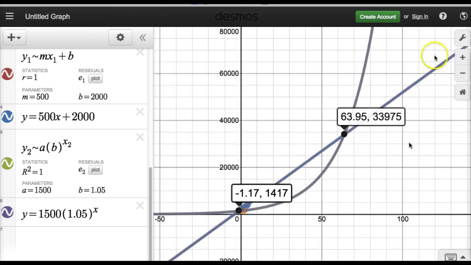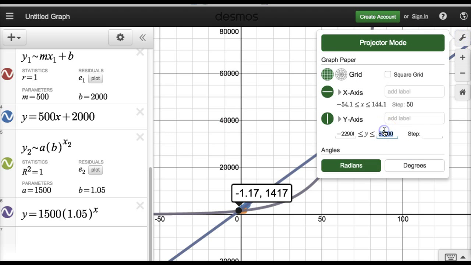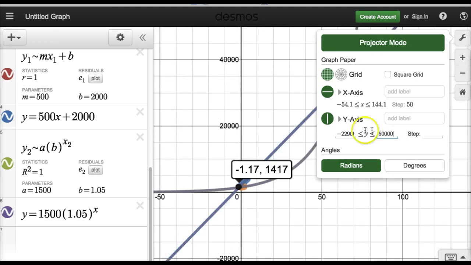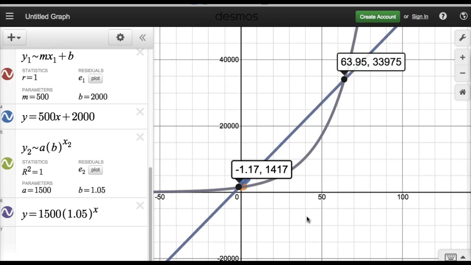Now I'm going to zoom out a little bit more. Maybe Y value, I don't have to go that far. Why don't I just say, instead of 40,000, 50,000. Y value, I'm going to change this into 50,000. And see, the reason why I changed the zooming window is because it's so much clearer. I could see it.